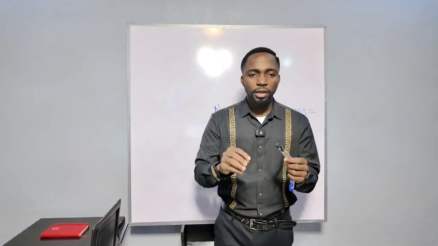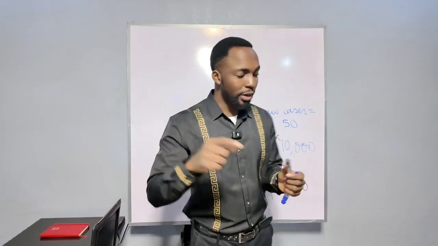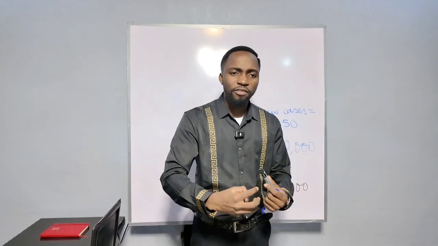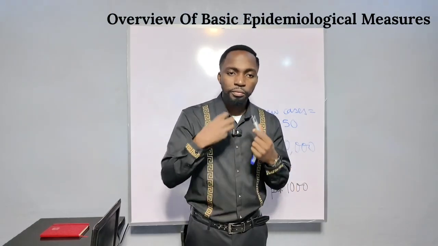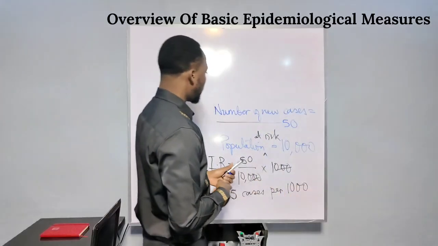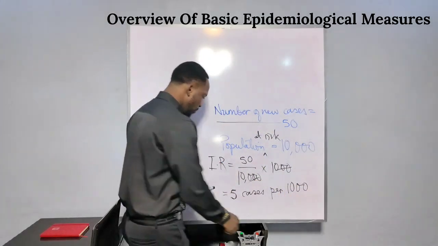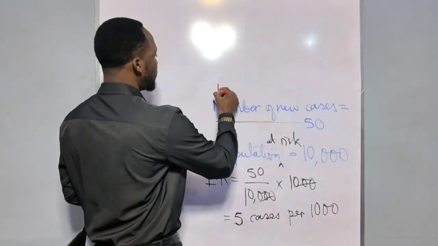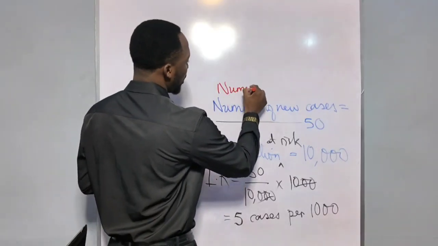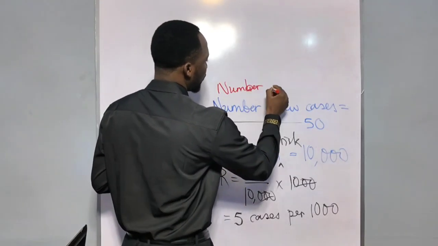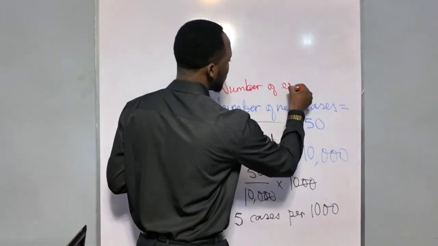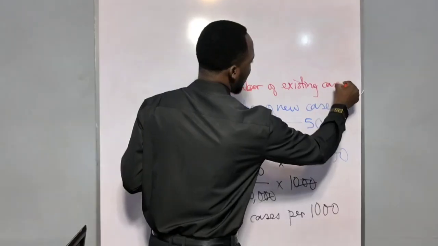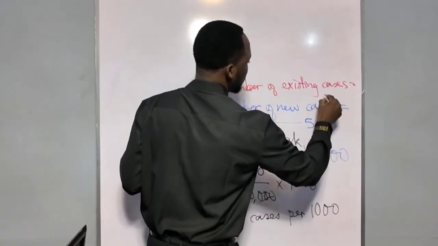And so if in that same village where we had 10,000 people, we now have 200 people who currently have malaria, the prevalence eventually becomes... now this is the number of new cases. Let's use red for the number of all cases, the number of existing or all cases. Let's take this to be 200.